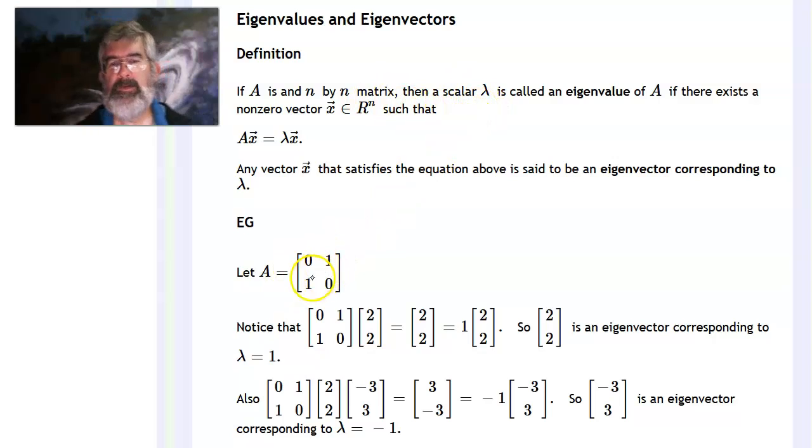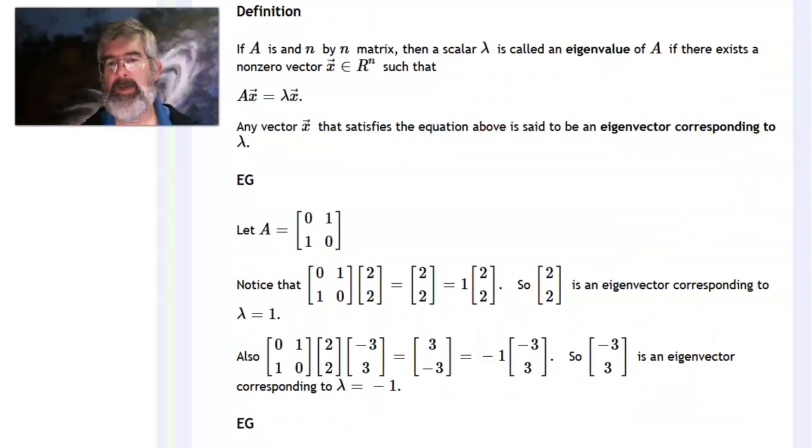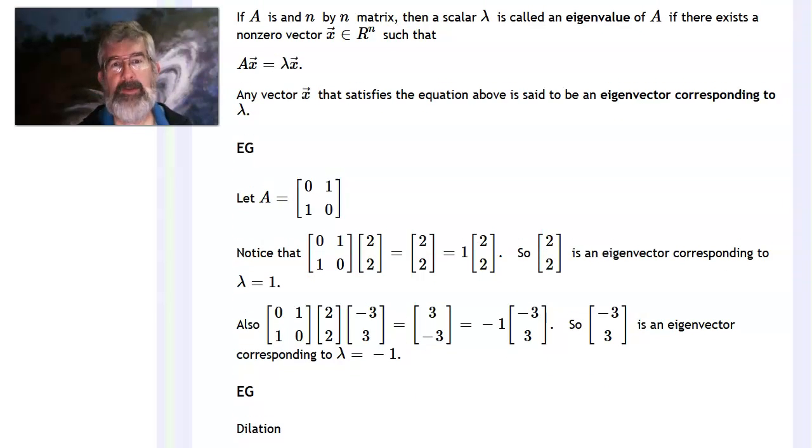Here's an example. This is the matrix A. Multiplying that by this causes a reflection over the line y equals x, right? And so notice, if I take something on the line y equals x, say the vector 2, 2, that gets sent to 2, 2. Do the multiplication, you get this. But 2, 2 is 1 times 2, 2. So this vector, 2, 2, is an eigenvector corresponding to the eigenvalue 1. Right? So 1 is an eigenvalue, and here is an eigenvector. In fact, anything on the line y equals x would work in a similar way.